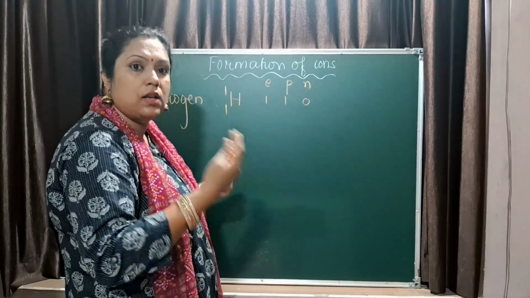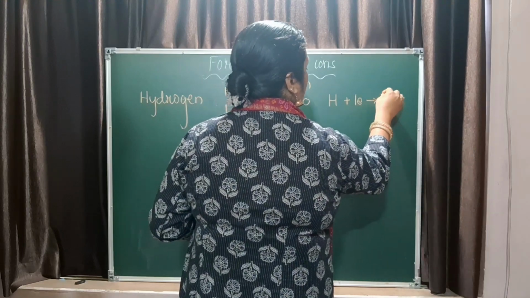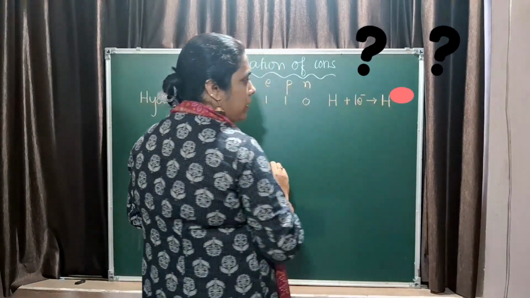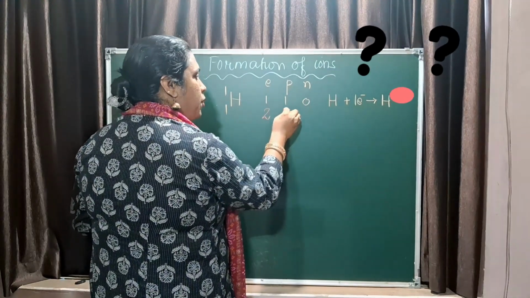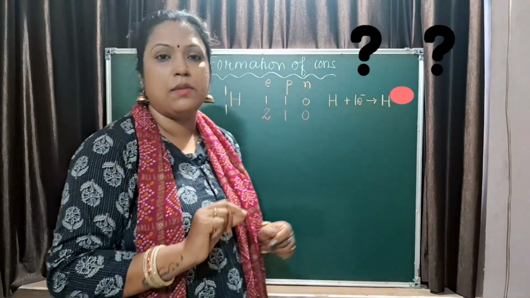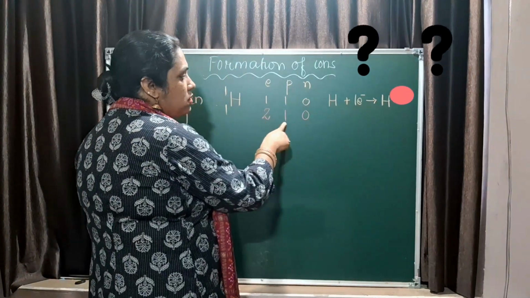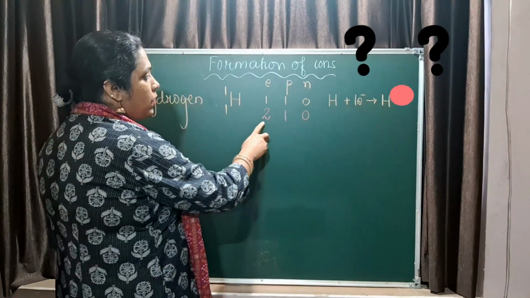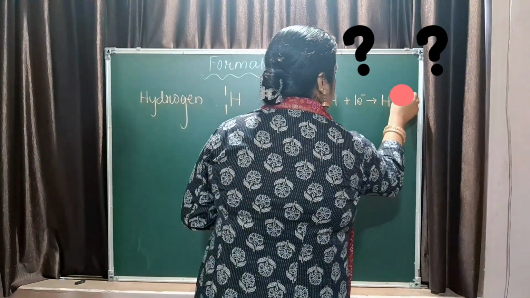So hydrogen needs 1 electron to form a hydrogen ion. Since hydrogen has taken 1 electron, the number of electrons instead of 1 has become 2. Protons are 1 and neutrons are 0. Now, you know that atoms are electrically neutral, that means the number of electrons should be equal to the number of protons. But in this case, 1 electron is balancing 1 proton, but 1 electron is extra. Since 1 electron is extra, it will acquire a negative charge.